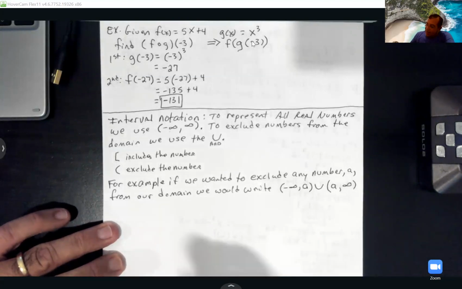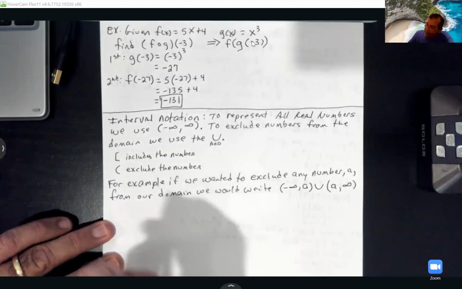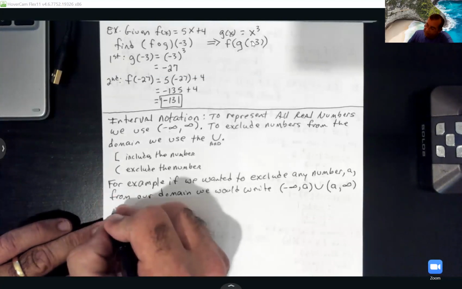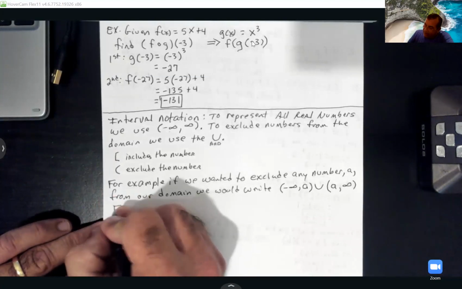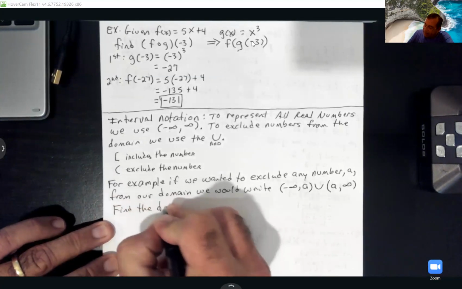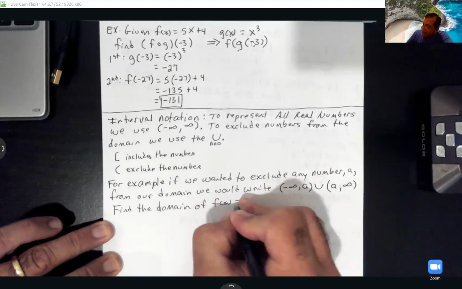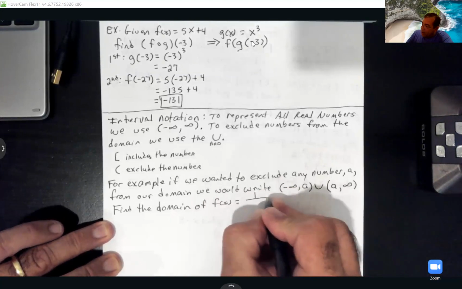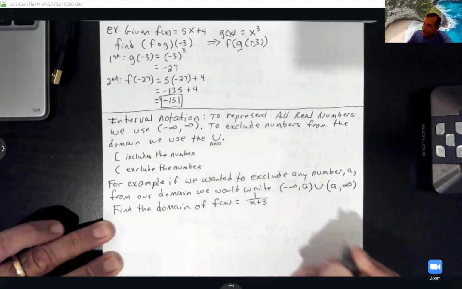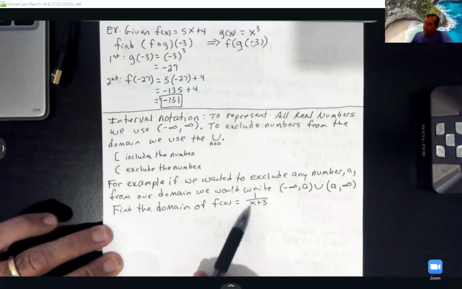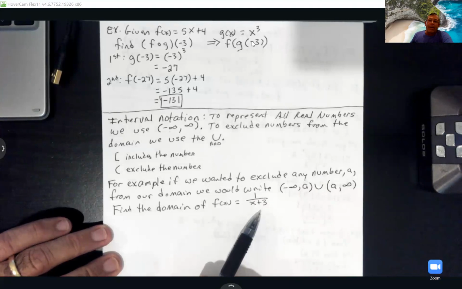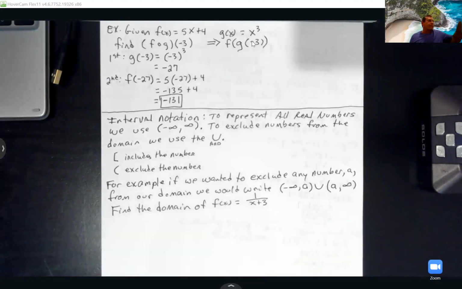So let's play with one example. On this example, let's find the domain of f of x equals 1 over x plus 3. All right, y'all. So what number would we exclude from this domain based on this fraction?